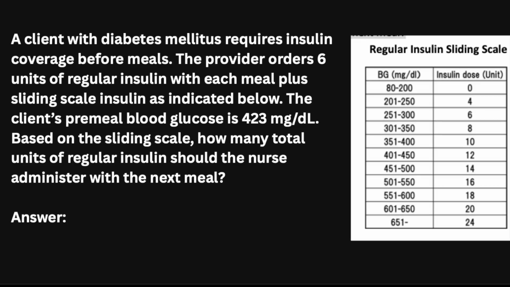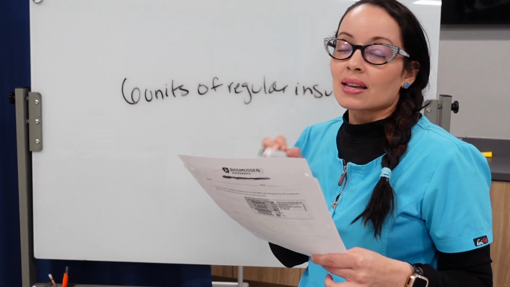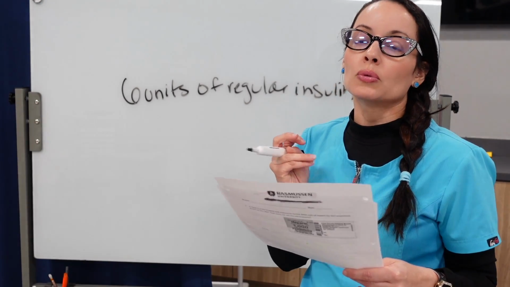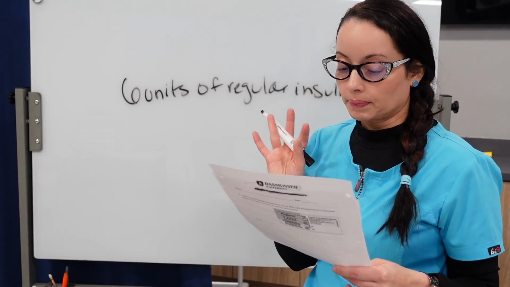The next one, a client with diabetes requires insulin coverage before meals. The provider orders 6 units of regular insulin with each meal plus sliding scale as indicated below. Now normally when you're doing coverage, it's Humalog. I didn't write these test questions, but usually the sliding scale in the hospital will be Humalog, not regular insulin, but that's beside the point.